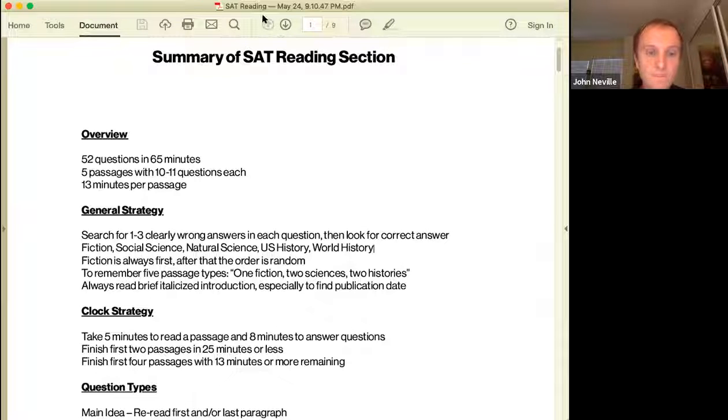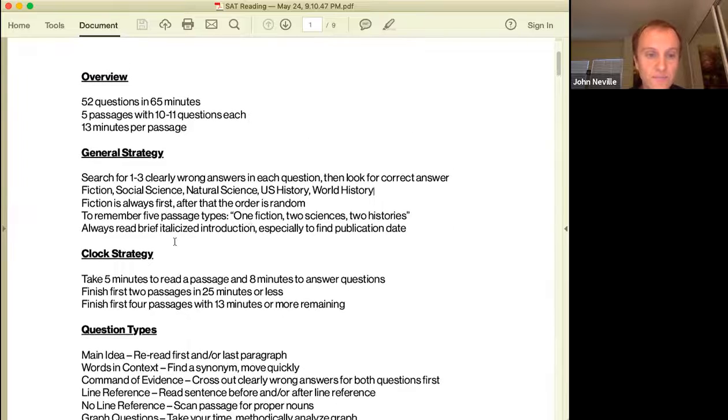All right. The clock strategy that I tell students, before I keep going, actually, make sure to read the brief italicized introduction. A lot of students pass over this. It's very important to always read it. There's good information in there. You might recognize the author's name or the speaker's name, Abraham Lincoln, etc. They're always going to have the date in there. So it's really important to know what date the article was published or the speech was given. And here's what it looks like.